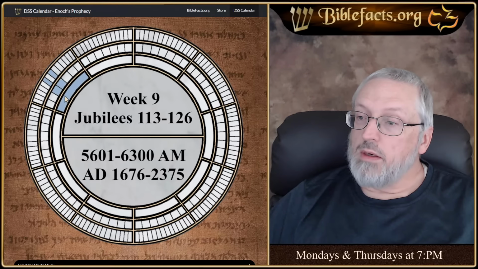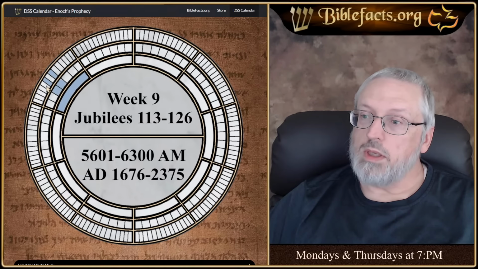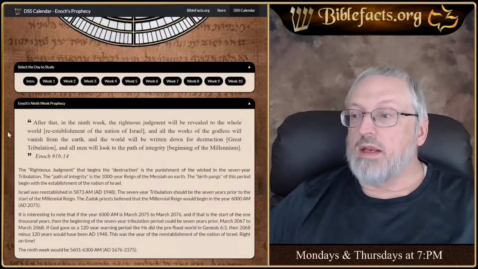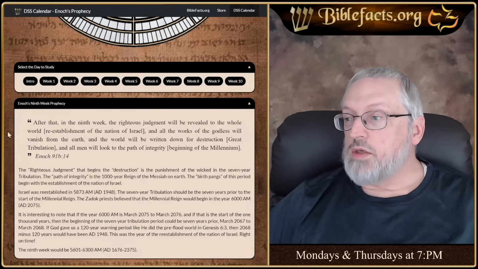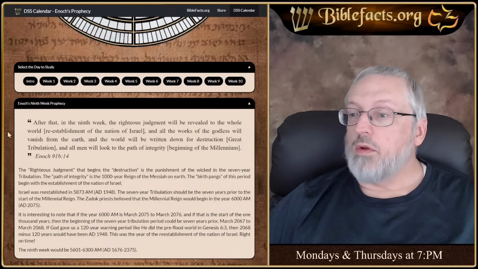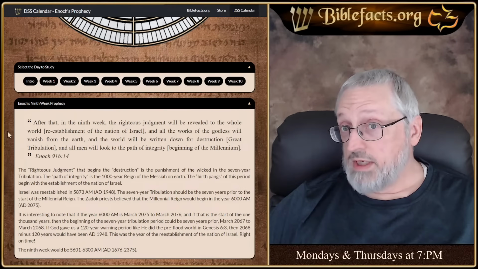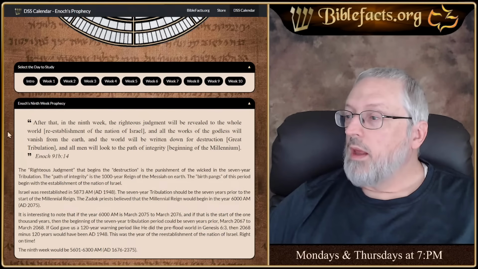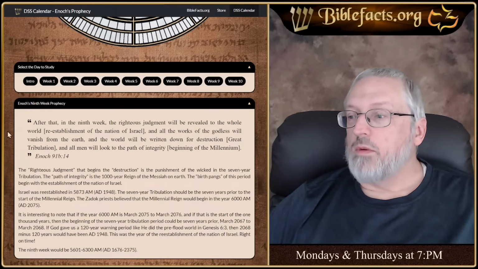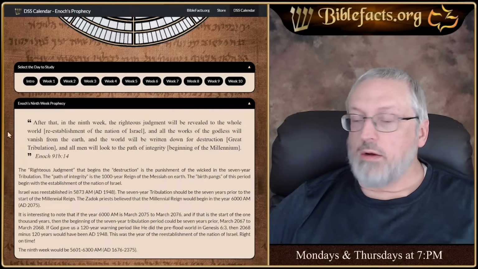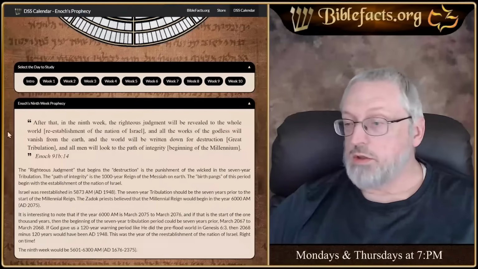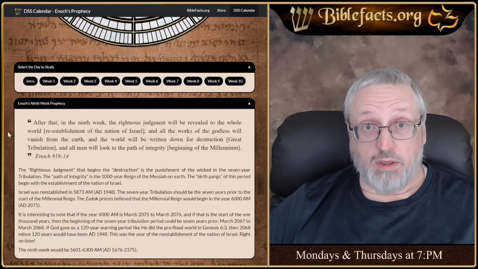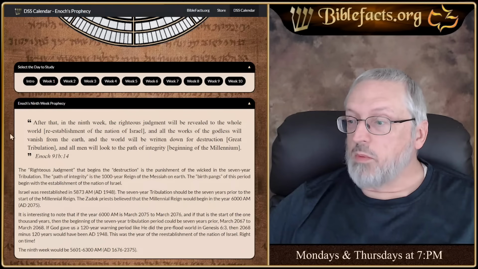So during these two centuries, these Jubilees, something happens. And so this says, after that, in the 9th week, the righteous judgment will be revealed to the whole world, probably the reestablishment of the nation of Israel. And again, it's a start, it's a process. And the works of godlessness will vanish from the earth, and the world will be written down for destruction, probably the Great Tribulation. All men who look to the path of integrity, which is probably the millennial reign beginning. And so that's what we're talking about here.